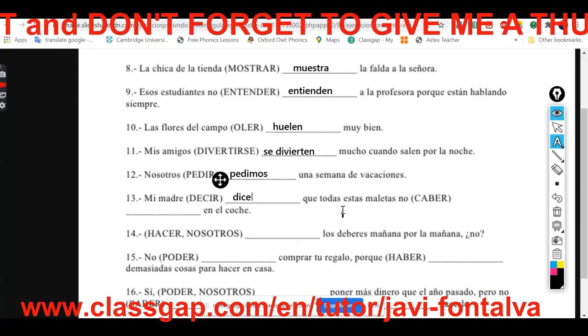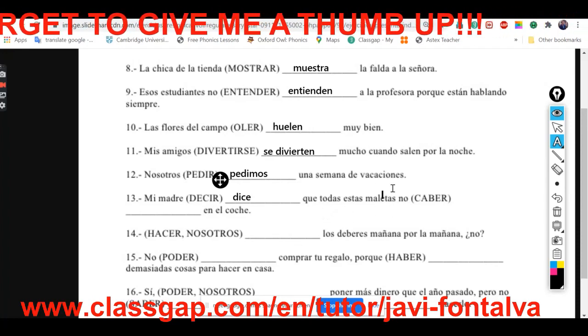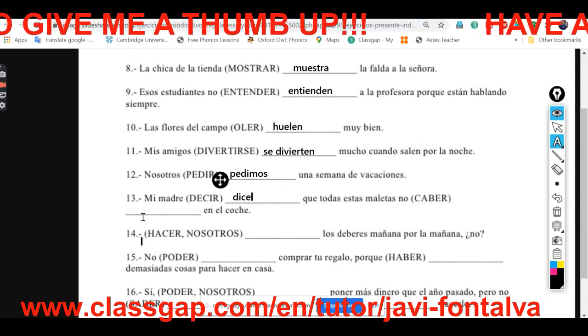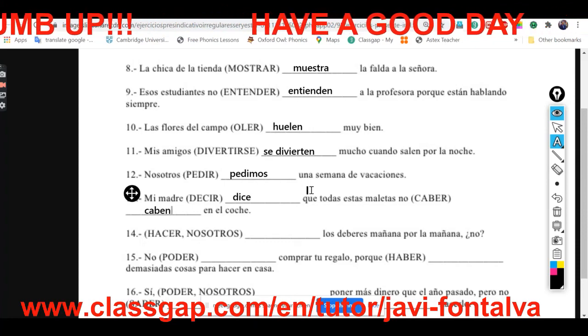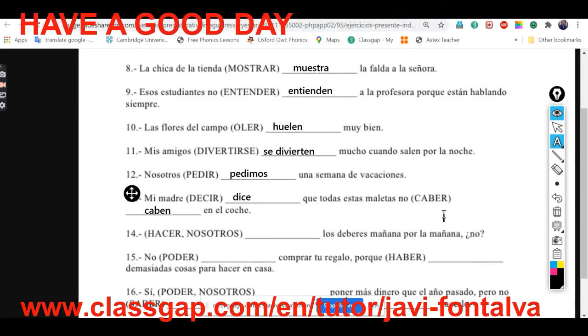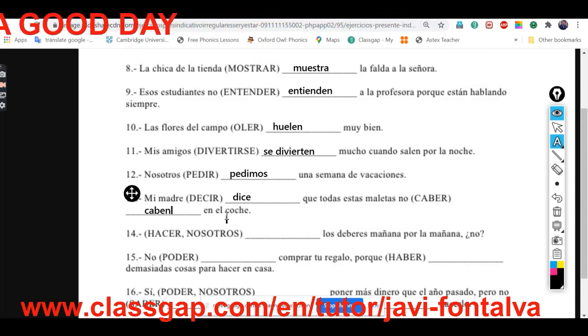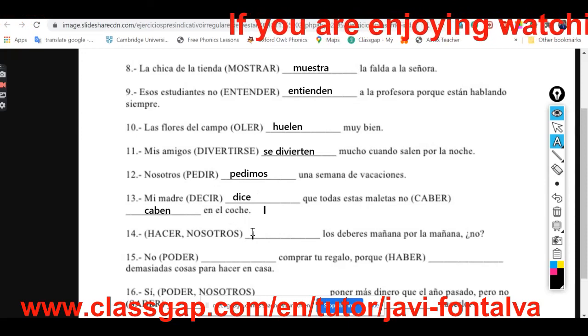That all these suitcases, maletas, no caben en el coche. What's caben? Caber means to fit in. So they don't fit in the car. And by the way, coche, in Latin America they say carro. It's just the same. Coche or carro, you can say either one. Coche is more used in Spain though.